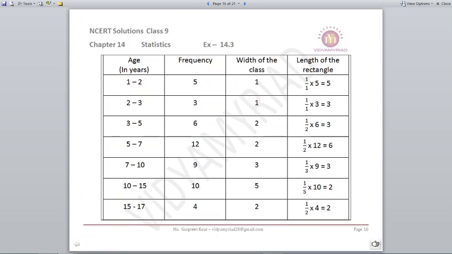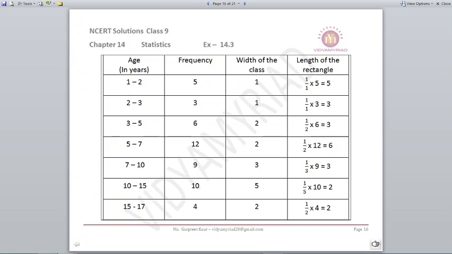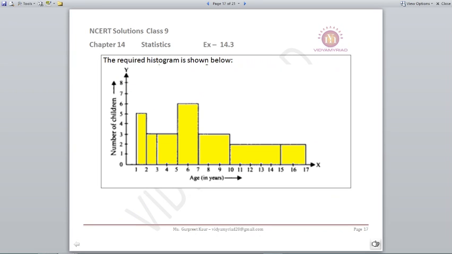Now if you see, your numerator 1 is the same everywhere. Now what is this 1? 1 is your minimum class size. Minimum class size here is 1, which will be used as 1 in all the parameters. So 1 upon the class size, whatever the class width we have taken, multiply by the frequency. So now we have got the new frequencies, or the adjusted frequencies. Based on this, we will draw the histogram using the current information.